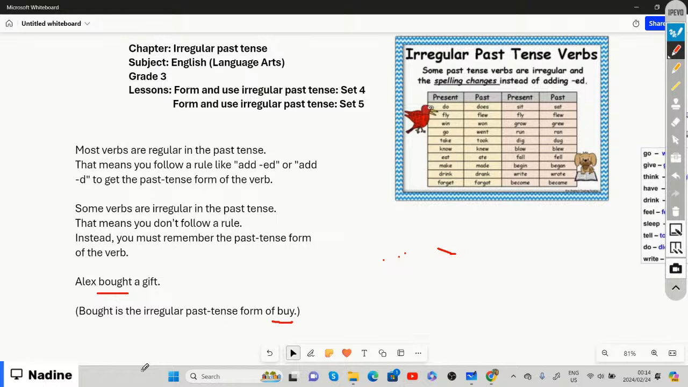All right. So there's basically no rule that you need to follow. You're just gonna have to know the past tense form. You're just gonna have to know the spelling of the word, right? Buy to bought. Buy being the present tense, something that you're doing now, and in the past, Alex bought a gift.